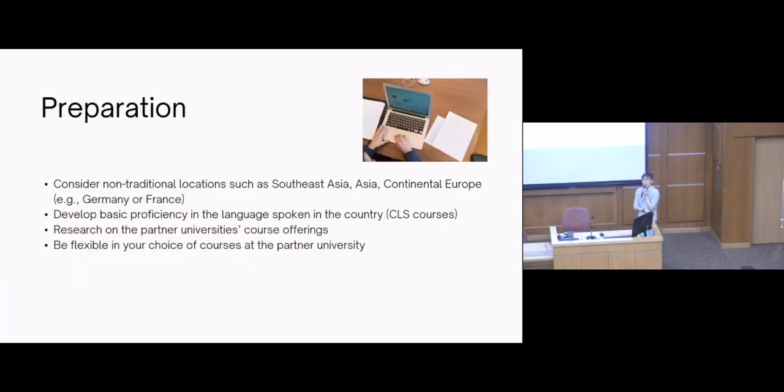Okay, so preparation. First, you have to decide where you want to apply to. Consider non-traditional locations such as Southeast Asia, Asia, continental Europe. So we see, for instance, Scandinavia is super popular, but some places in continental Europe, there are slots here and there that you can apply to. For instance, Germany, France.